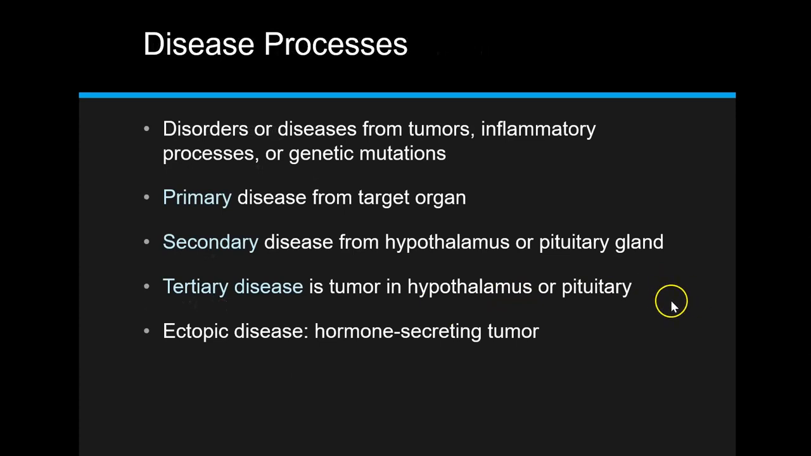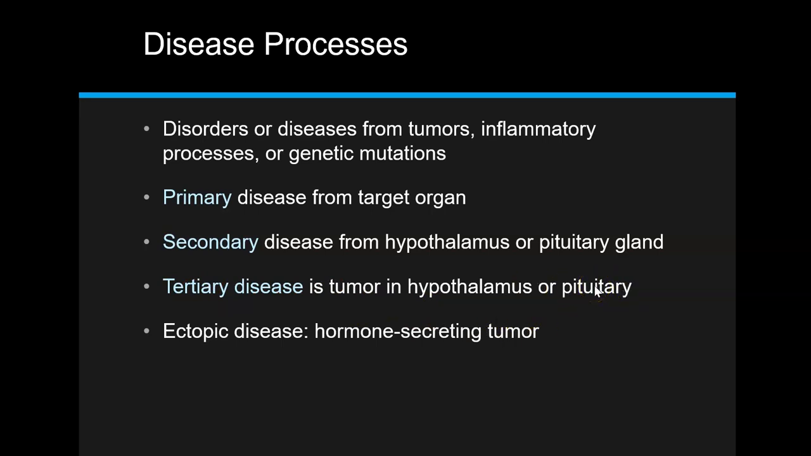Okay, so let's think about disease processes in the endocrine system. So usually there's disorders of disease that come from tumors, from inflammatory processes, or genetic mutations. If it is a primary disease, it is from the target organ. So it is the target organ that is defective. So let's use the thyroid as an example. If you had a primary thyroid disease, it's the thyroid itself that is non-functioning. Then if we had secondary thyroid disease, the problem could be either in the hypothalamus or the pituitary. And tertiary is usually a tumor in the hypothalamus or the pituitary.